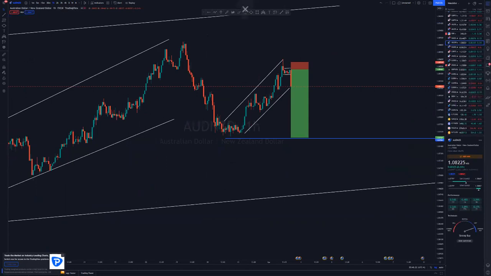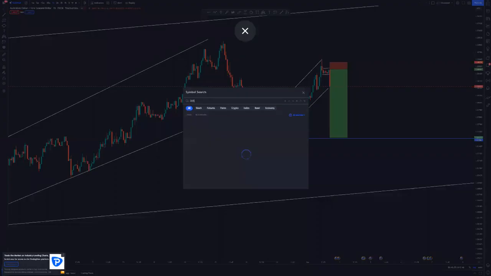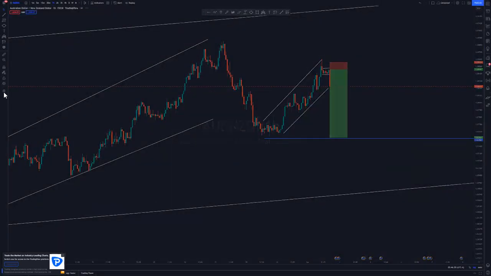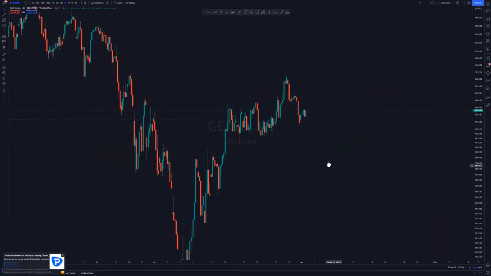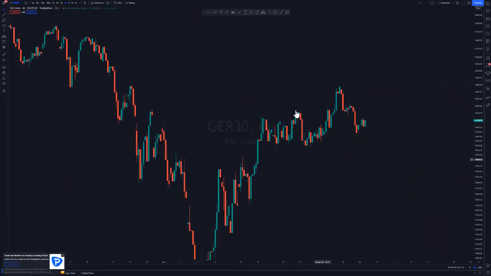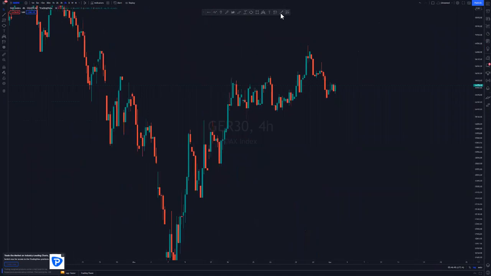All right, let's try German 30. But then guys, the approach that I have when I'm trading German 30 or Nasdaq, I approach the market in a different way. So trading German 30, I'll start on the 4 hour. Most of the time, the approach is different. So I'll just stick to the current structure when I'm analyzing these.